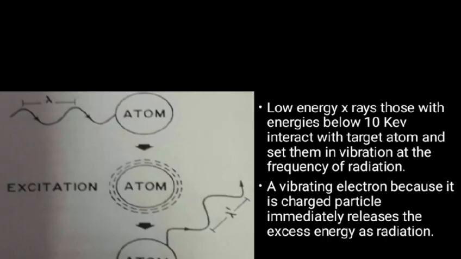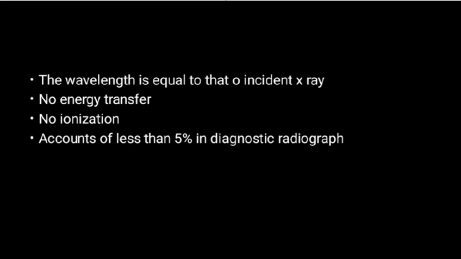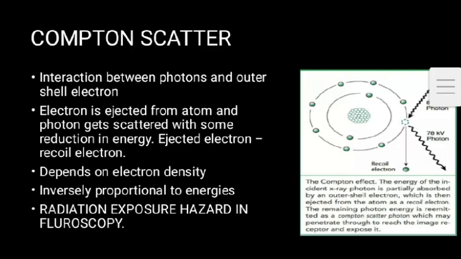In this image, we can see the incident photon has wavelength lambda 1, and after interaction, it has wavelength lambda dash or lambda 2. So here lambda 1 and lambda 2 are equal, like wavelength is always the same. Another thing to keep in mind is we always use low energy X-rays in coherent scattering, that is below 10 keV. There is no energy transfer. The most important point is there is no ionization, and it accounts for less than 5% in the diagnostic radiograph.